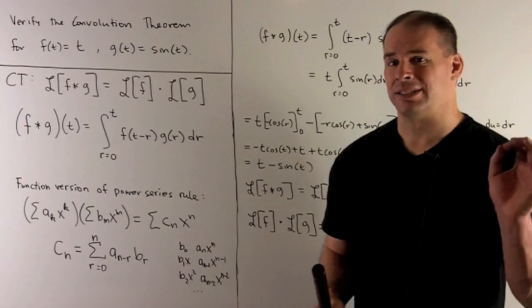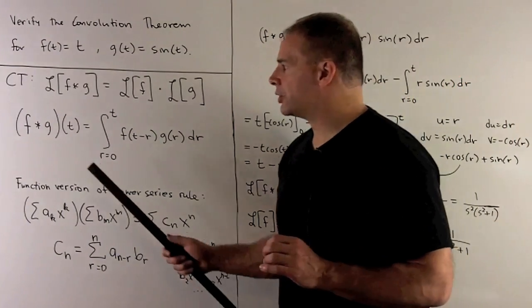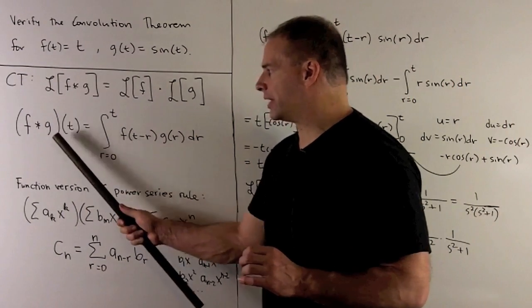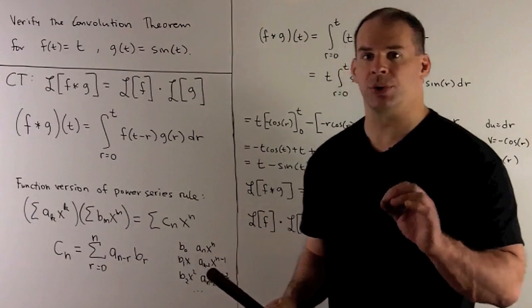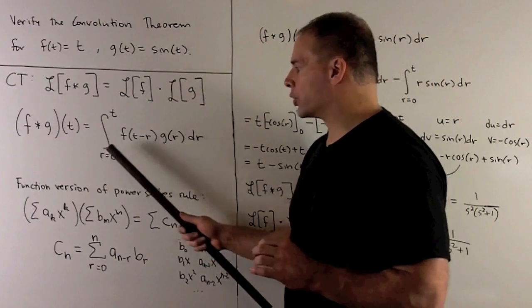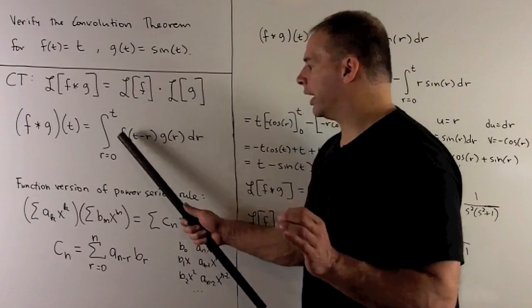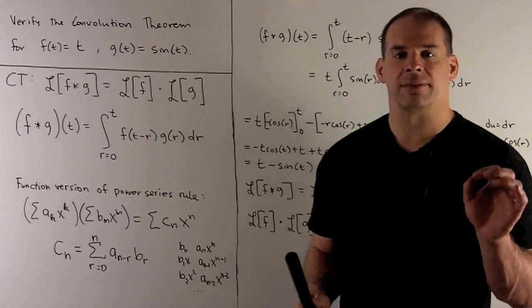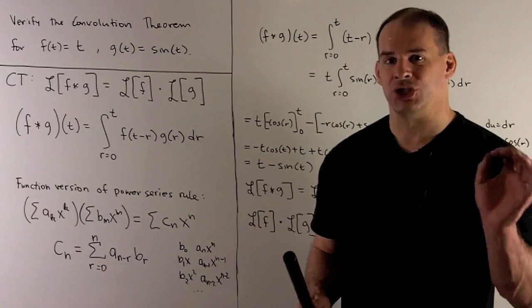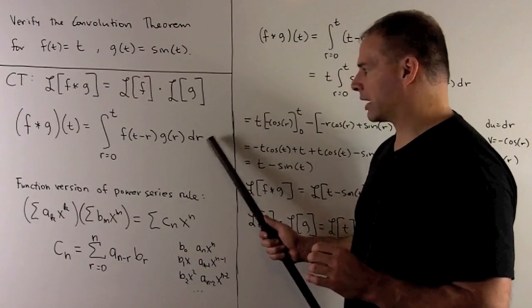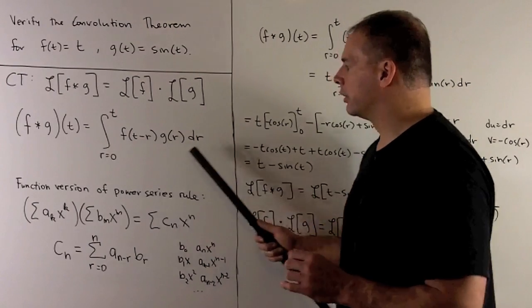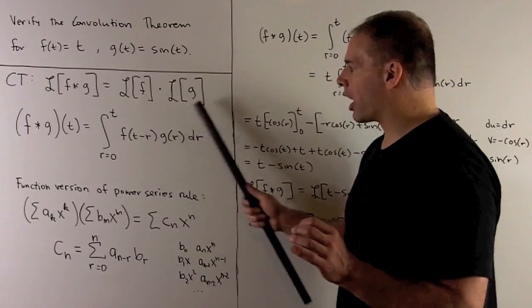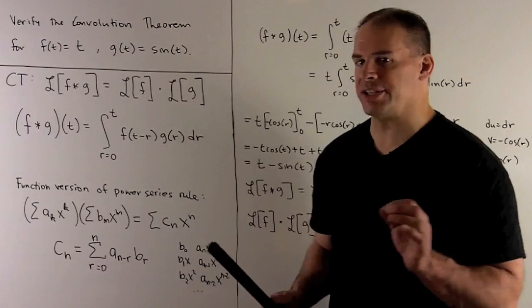Okay, recall the definition of convolution. The convolution of f and g evaluated at t is equal to a definite integral, where r goes from 0 to t. Our integrand is f of t minus r, g of r, and then we integrate with respect to r. Here r is our variable, and t is going to be treated as a constant.